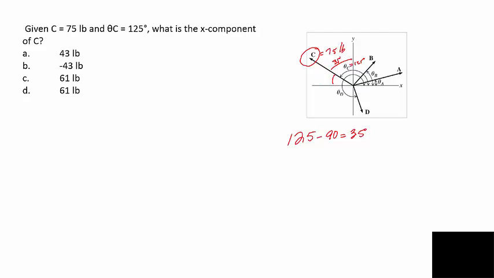For sure, you know that it's a negative in x, so it would be negative 75, and then it's the 35, so we're going to use the sine, which is the component in x here, sine of 35, which is, excuse me, negative 43 pounds. So this is the correct answer. And that's it.